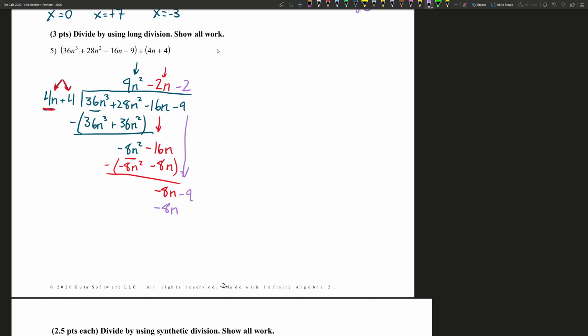Multiply that -2 by each of these. And then subtract. -9 minus a -8, that's just -1. And that's our remainder. Okay, so our total answer then is 9n squared minus 2n minus 2, and then minus 1 over 4n plus 4. And that's our remainder.